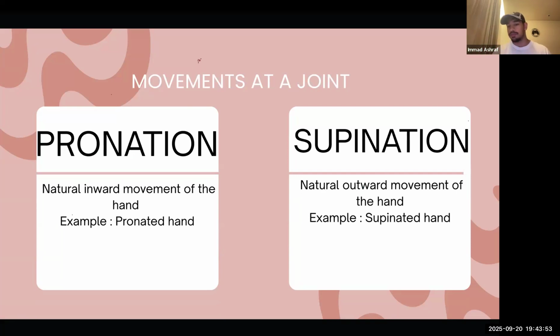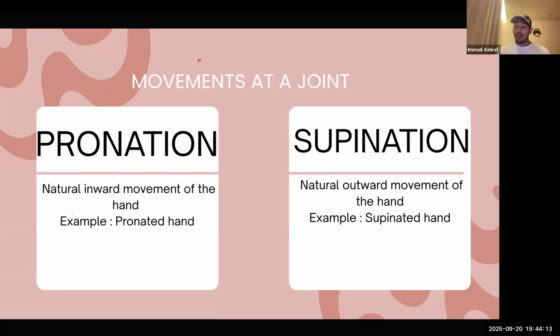So pouring soup, like you're pouring soup, right? The first part is pour. When you're pouring something, how do you pour? Like this is a bottle of water, right? If I want to pour it, I'm going to do this, right? So this is pronation, okay?